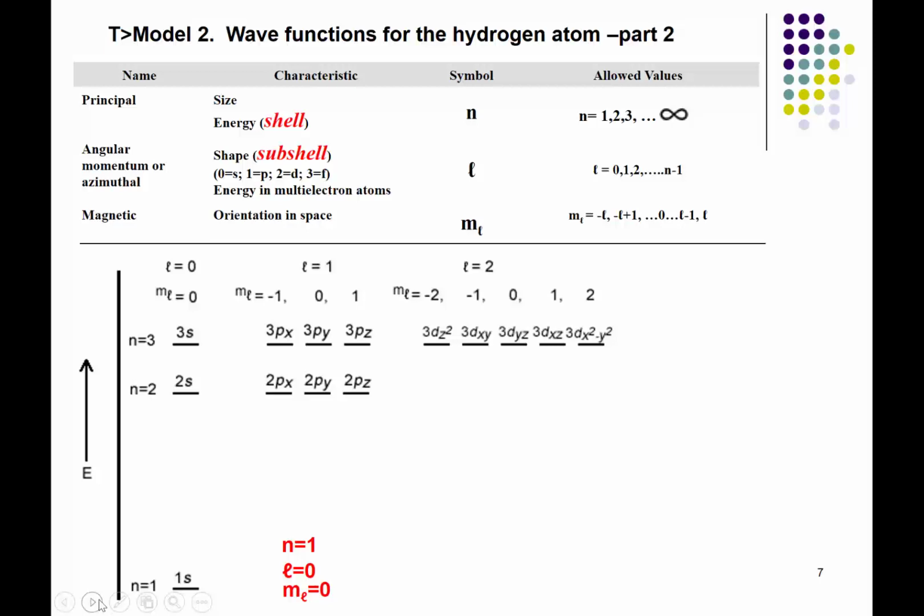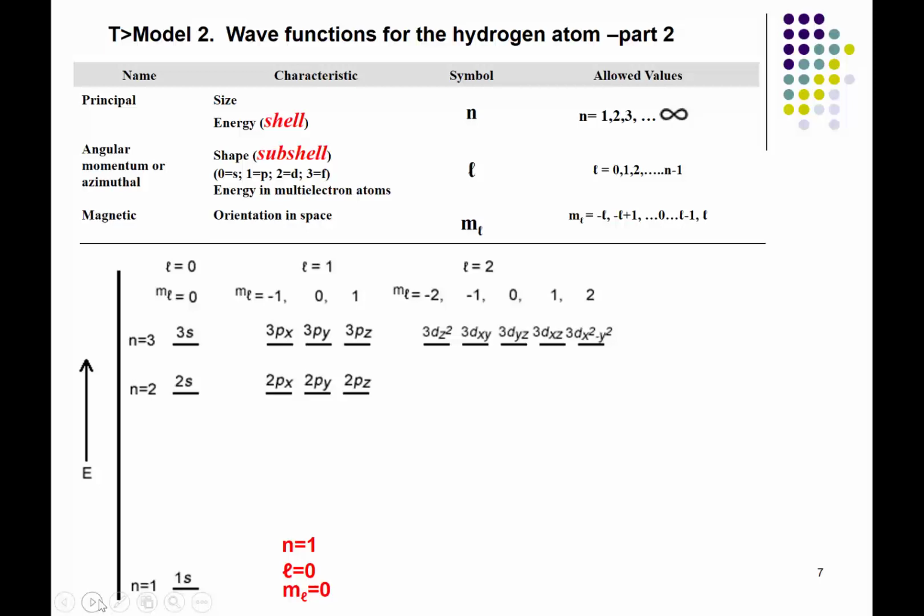But for now, ML equal to 0 essentially is telling us that there is no particular orientation in space. If you think about a sphere, there really isn't a particular orientation in space, especially if a sphere is perfectly symmetrical. So bear with me with this ML equal to 0.